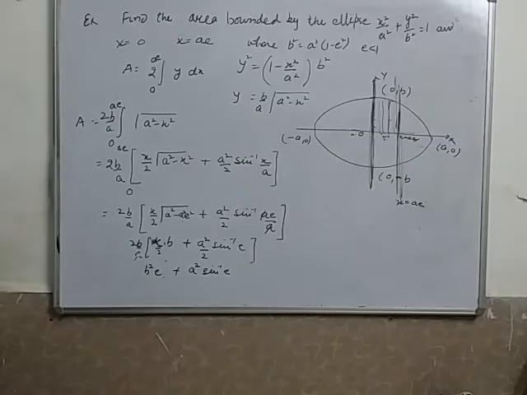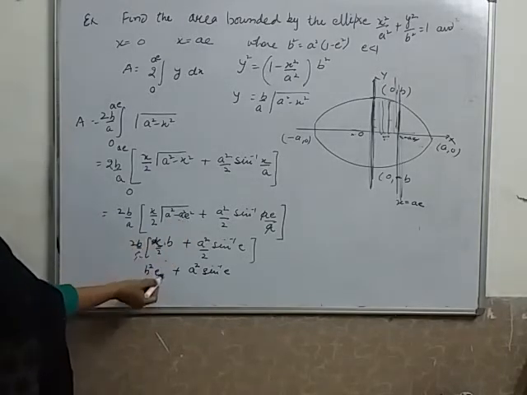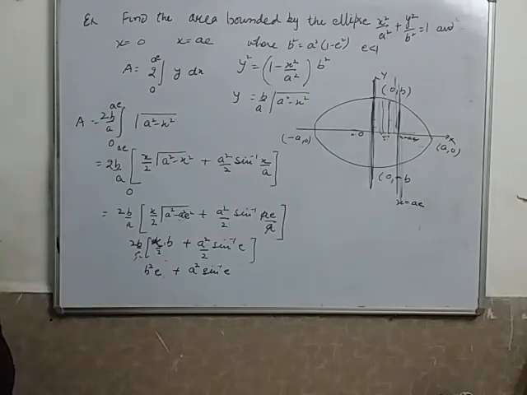1 minus e square, a. Okay, he has not replaced it by b. Fine. What he has done is he has taken a square common. A and a cancel. So here the answer is slightly different. 1 minus e square is left. Your wish, you can do it that way.